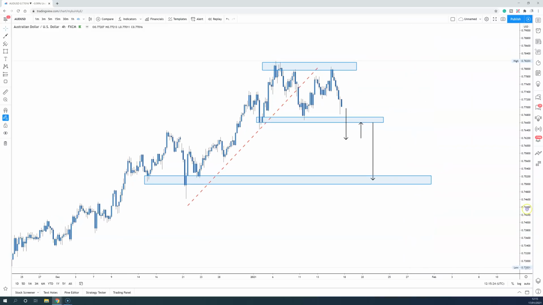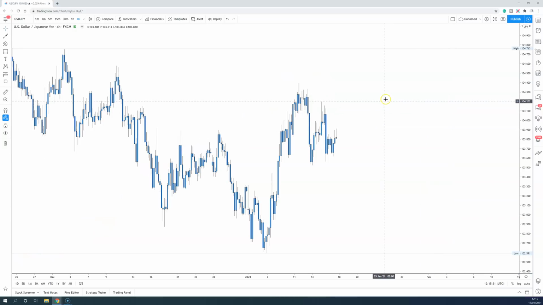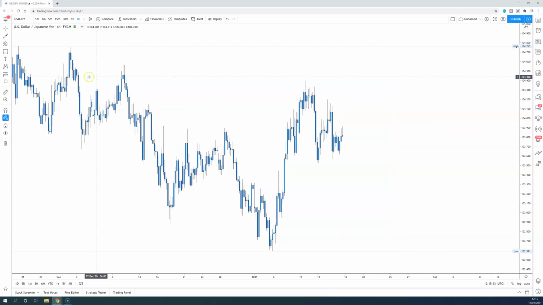Very simple analysis on Aussie dollar USD, but as far as I'm concerned, with confluence from Pound USD and Euro USD, this definitely makes sense. The next pair that we'll take a look at is USD/JPY.